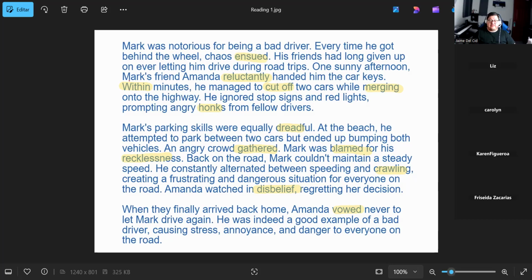Thank you very much. Before Luisa starts, I just want to do a little recap on the words. Dreadful means terrible. So Mark's parking skills were equally terrible. So he was bad at driving and he was bad at parking. Gather is to meet or to reunite people. Blame is culpar, like for example, you are responsible for this in a bad way, right?